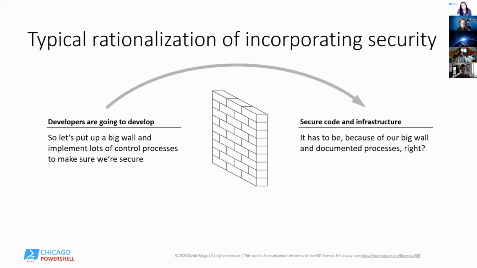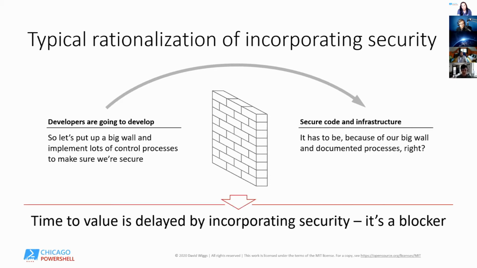And everything on the other side of the wall has to be secure because of our big wall and our documented processes, right? This is not necessarily illogical, but it basically implies that the value is delayed by incorporating security. It's a blocker. It's something that we have to get over. It's usually viewed as never a value add. It's always viewed as a cost center.